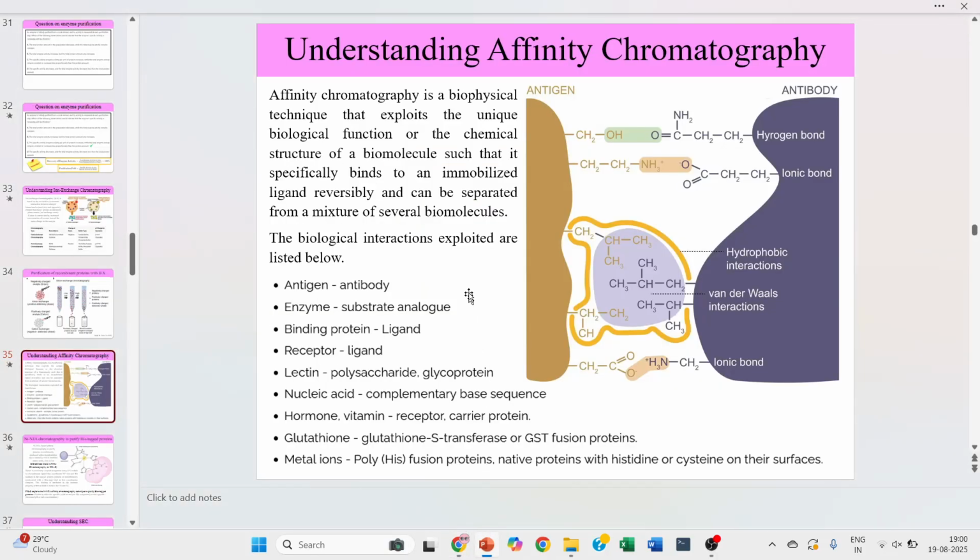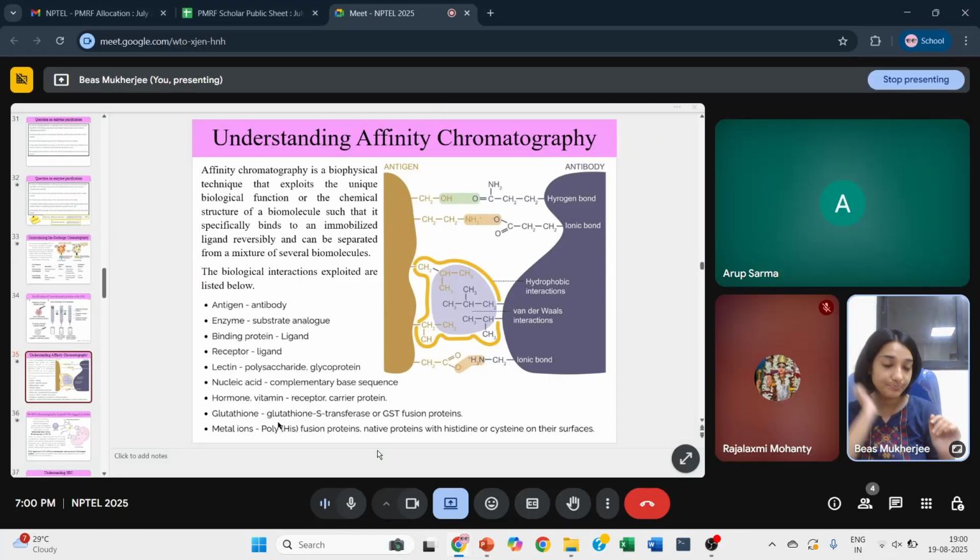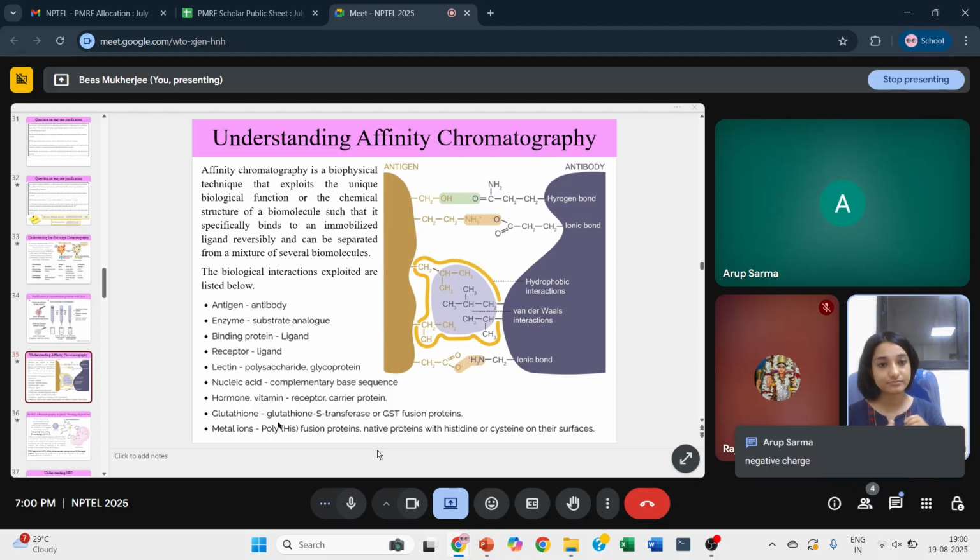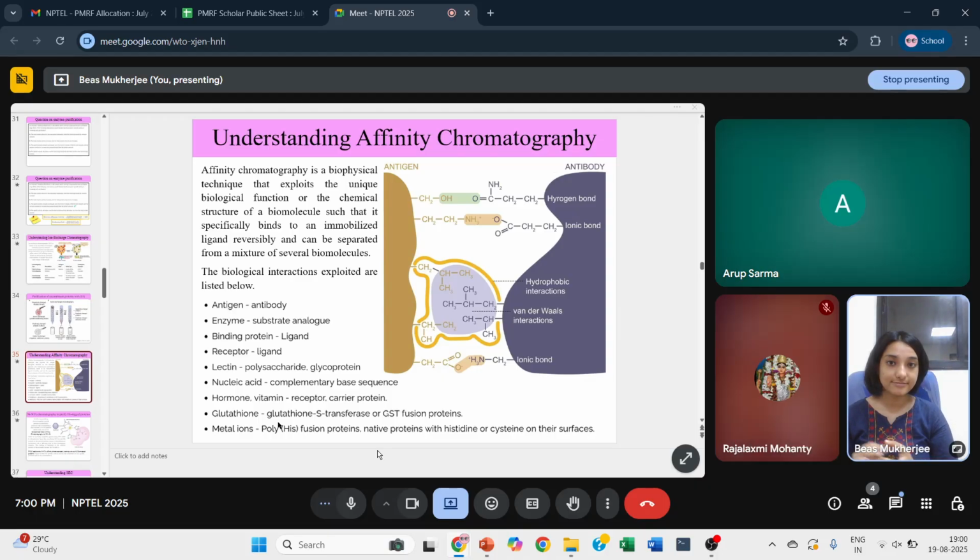Now we'll carry on with affinity chromatography. Here they are going to exploit the property of attraction between different molecules. We'll find out about that in the upcoming questions. It's going to be clear. So let's try to understand affinity chromatography first.